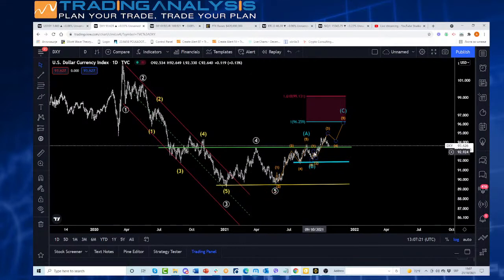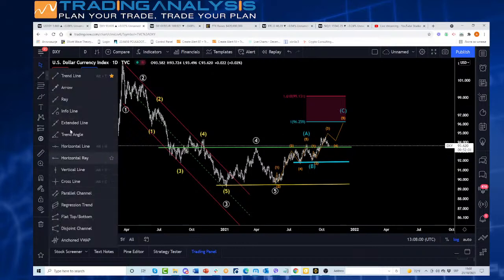And we are looking now at some type of continuation of the 5-wave move up in the C wave towards 96.25 or even 99.13, although 1618 is a usually rare extension of the C wave. So I will go for equality and I will look for the dollar to move upside until the end of November, maybe the beginning of December, or the end of December 2021. And then maybe at the start of 2022, we might start to see some weakness in the dollar.